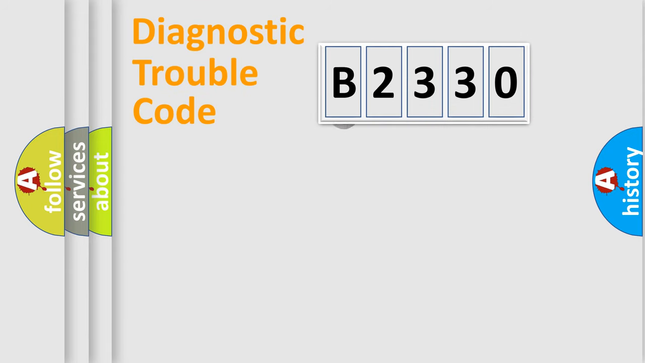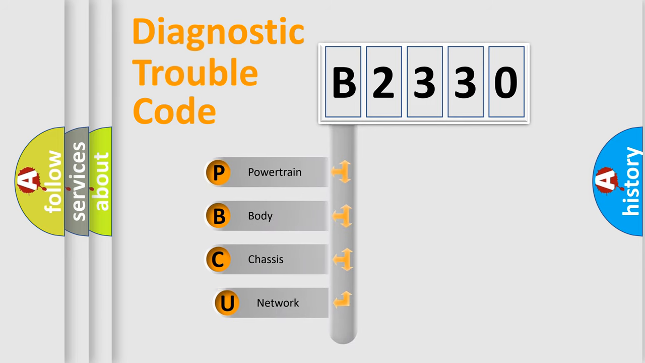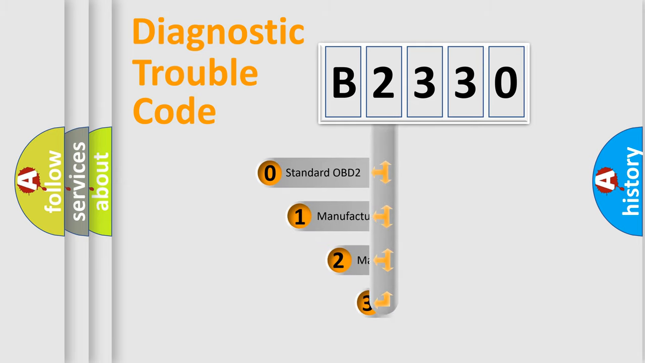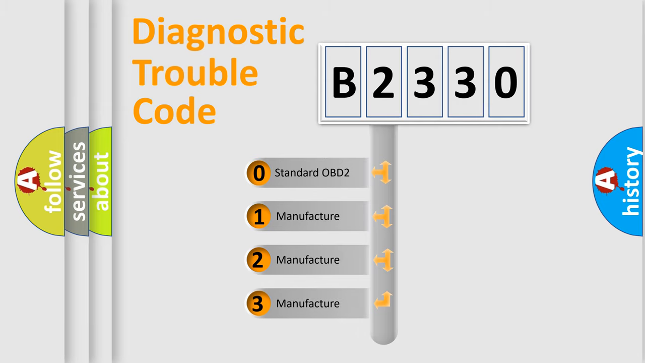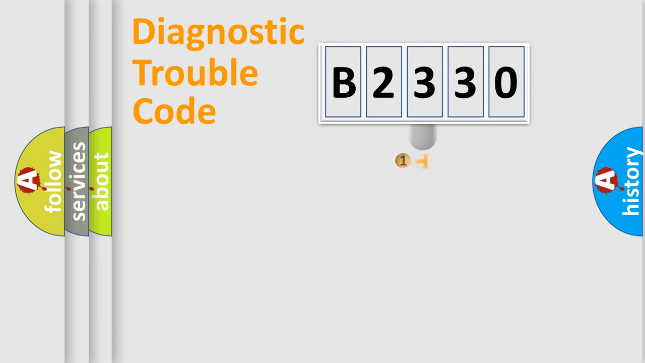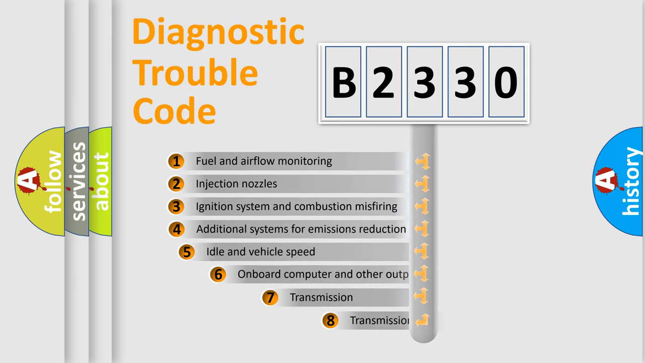Let's do this. First, let's look at the history of diagnostic fault code composition according to the OBD2 protocol, which is unified for all automakers since 2000. We divide the electric system of an automobile into four basic units: powertrain, body, chassis, network. This distribution is defined in the first character of the code. If the second character is zero, it is a standardized error. In the case of the numbers 1, 2, 3, it is a more prestigious expression of a car-specific error.